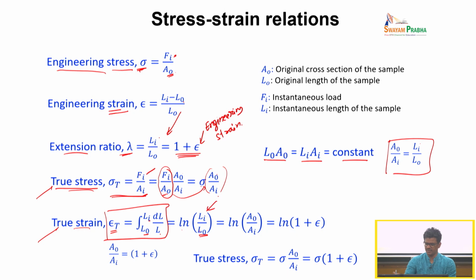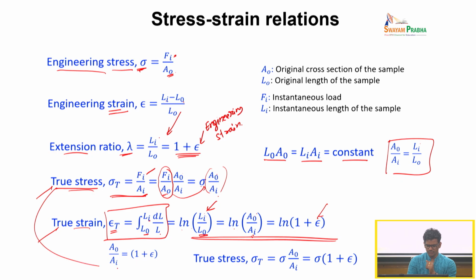Then in this expression, we can replace Li by L naught with A naught by Ai, or we can also write Li by L naught as 1 plus epsilon. So true strain has these three possible expressions. It can be written as ln of Li by L naught, or as ln of A naught by Ai, or as ln of 1 plus epsilon, depending upon whether you know the Li and L naught information, or you have the A naught and Ai information, or you have the engineering strain information.